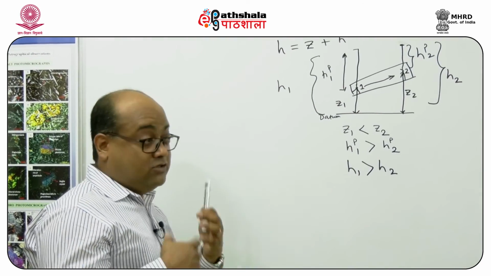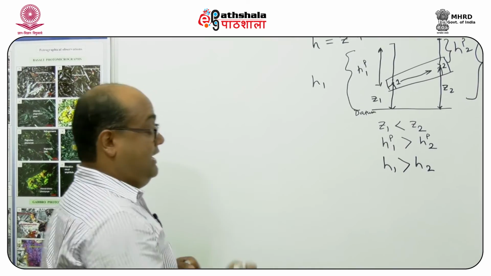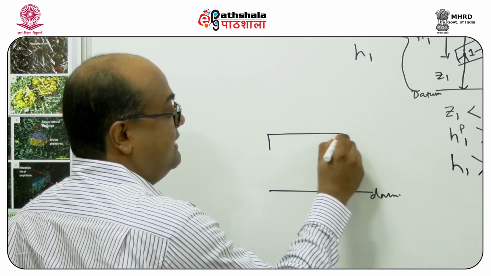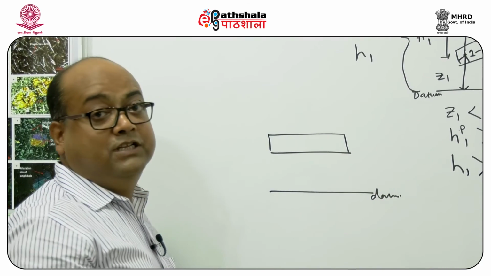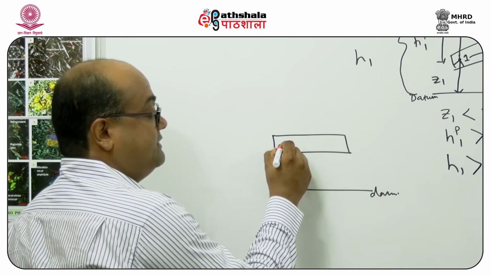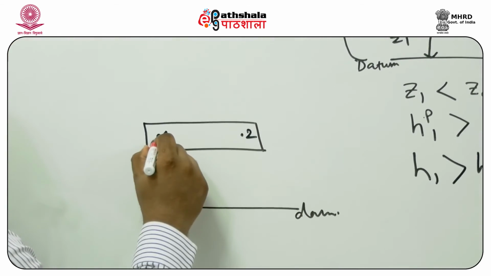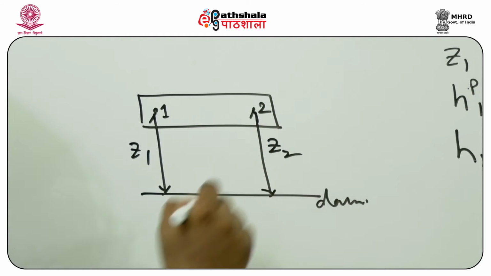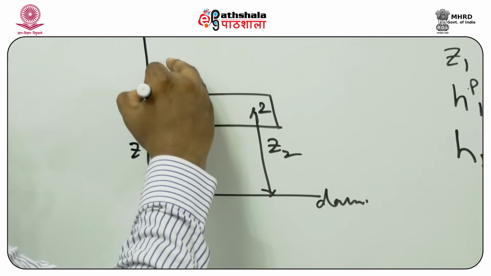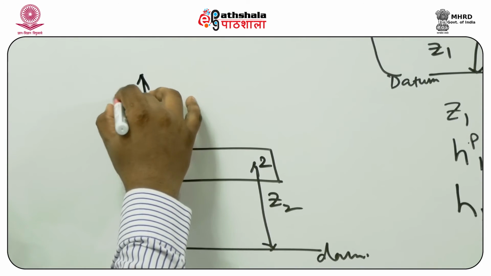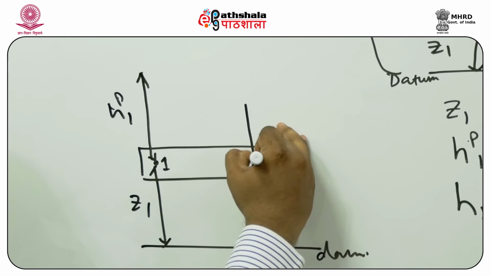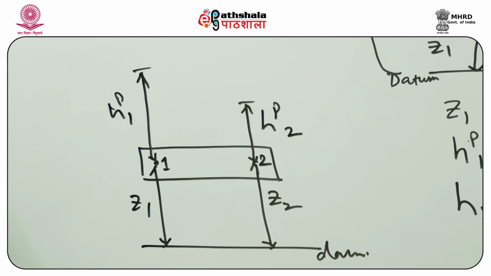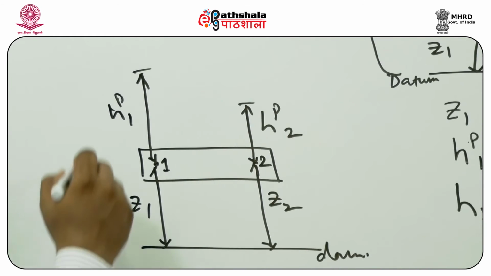Okay, now just to illustrate more, I take another case in which, again, this is my datum, and the aquifer is absolutely horizontal. That means this is point 1 and this is point 2. Here this is Z1 and this is Z2. However, the pressure heads differ: this is HP1 and this is HP2.